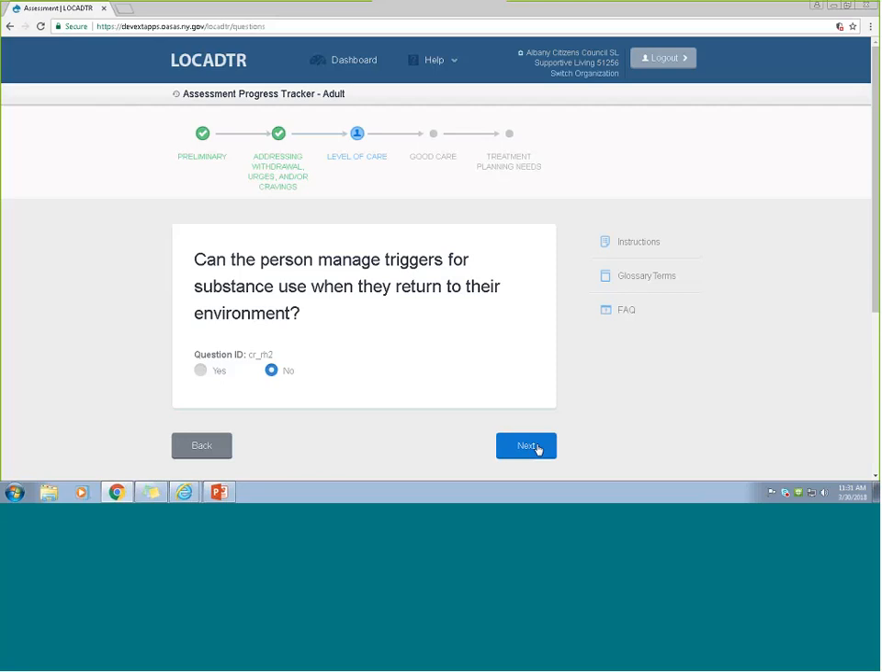Okay. And this, too, is a question, as you can see from the language, where we're thinking in terms of when they return to their environment. So as we talked about earlier, when you're contemplating whether the person is still appropriate for the current level of care, you need to think in terms of, if that level of care were discontinued, if the person were discharged, how would these symptoms, how would these issues, would they continue, would they persist, or would they be resolved?